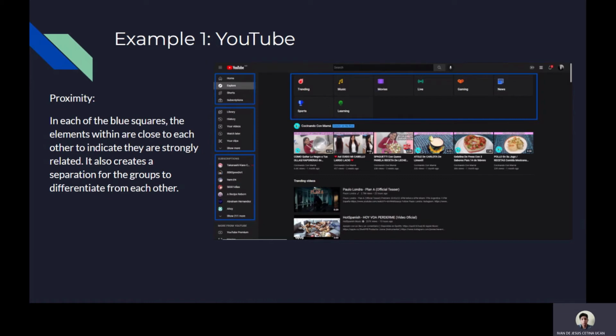In addition, by seeing the aggregation of each blue square, we can notice that they have different spacing, indicating that each group is different from one another, creating a distinction of their functions.